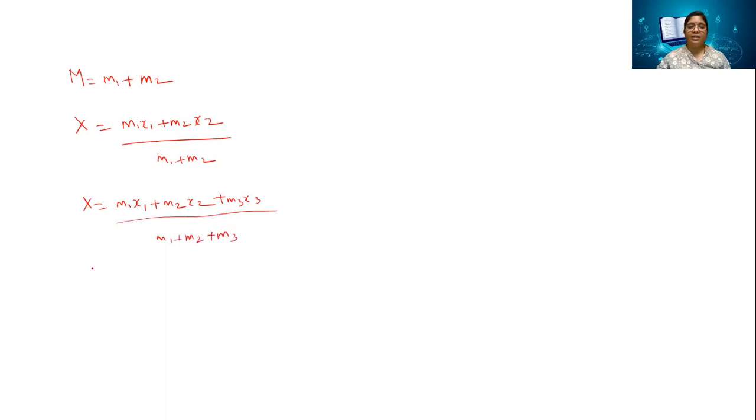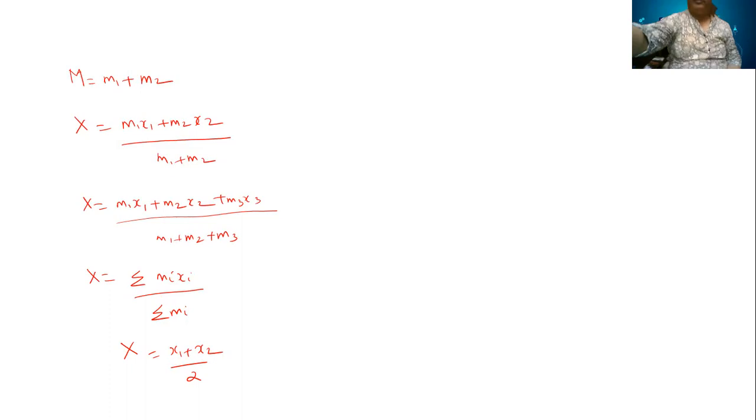So I can have n number of particles like this, where I can say x is equal to sigma mi xi divided by sigma mi. If I have the masses equal to each other, let us take only a two-particle system. Then I'll say x1 plus x2 divided by 2 if I have the masses equal. That is, the center of mass will depend on the distance. It will also depend on the mass. I'm just going to give you a small example for that.